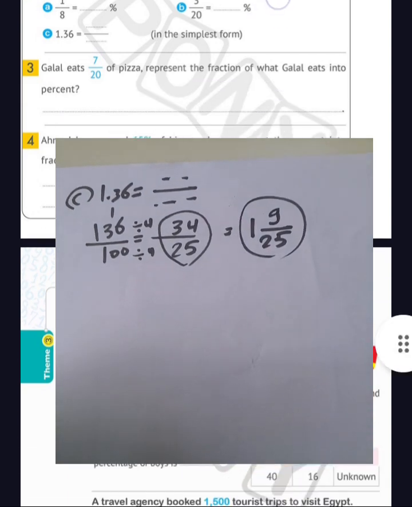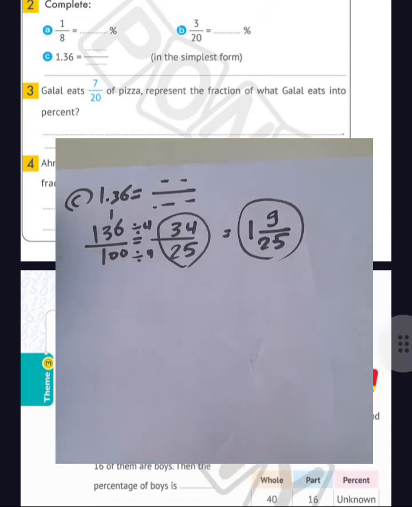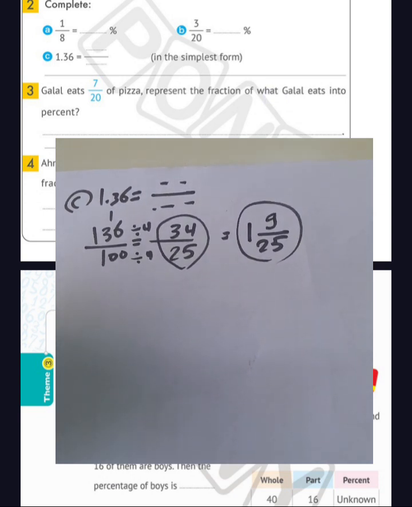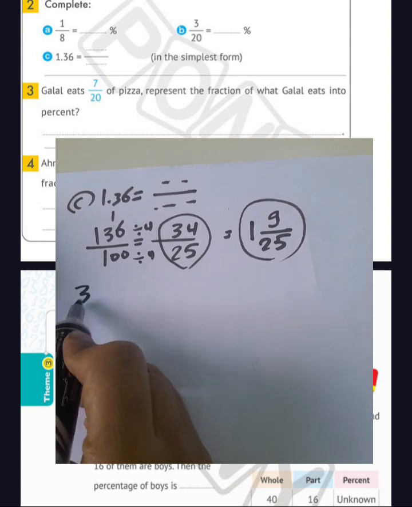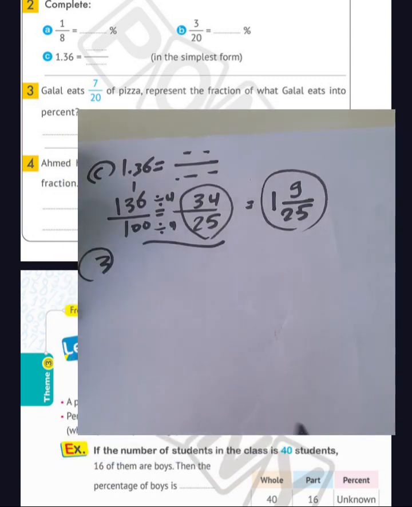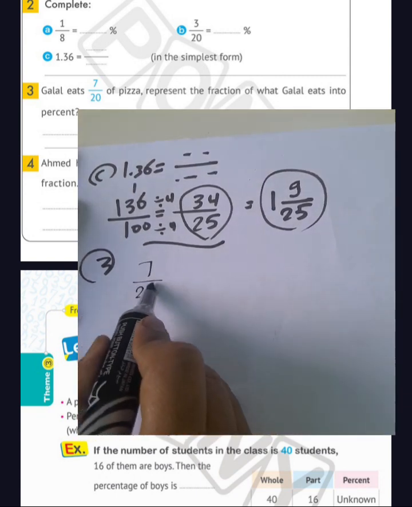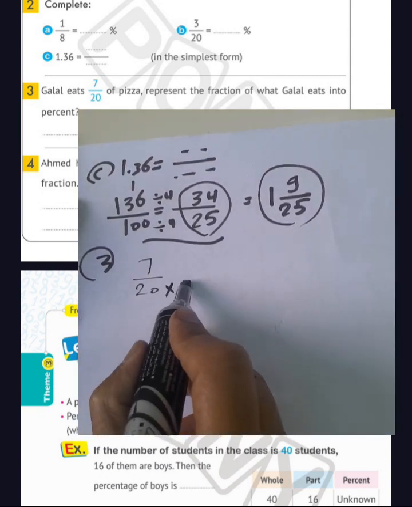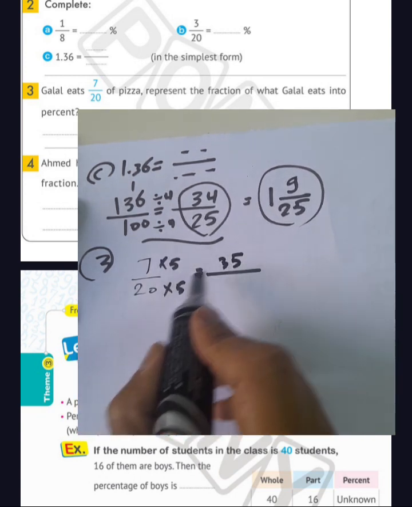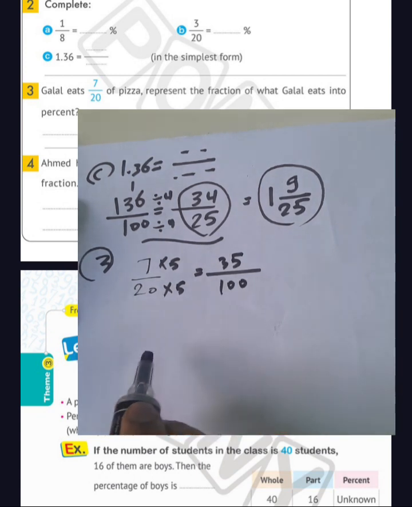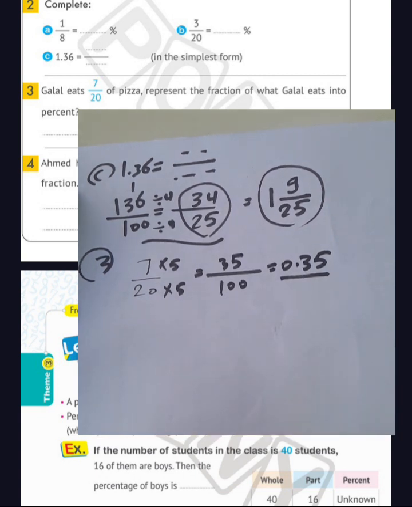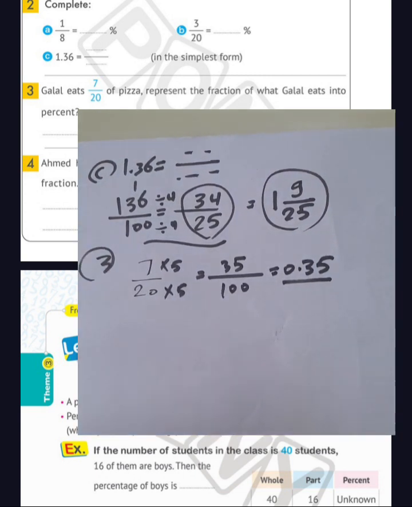Question number 3. Galal eats 7 over 20 of a pizza. Represent the fraction of what Galal eats as a percent. Okay, we must convert this fraction to a percentage. 7 over 20. We must convert the denominator by multiplying the numerator and denominator by 5. 7 times 5 equals 35 and 20 times 5 equals 100. Then the point must be after 2 places. It will be 35 hundredths. That was question number 3.